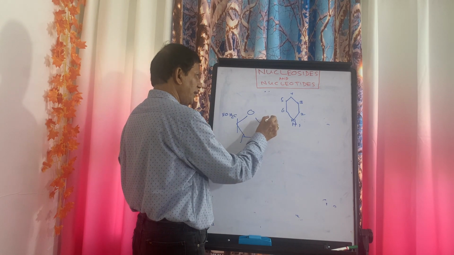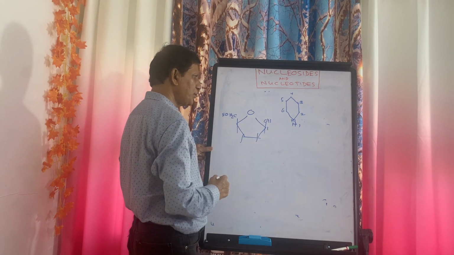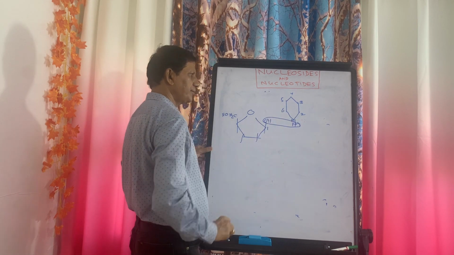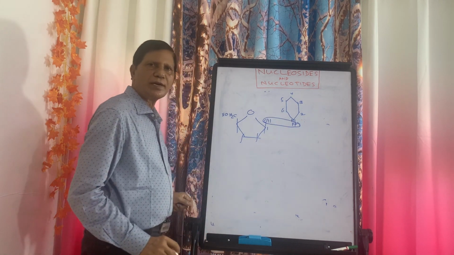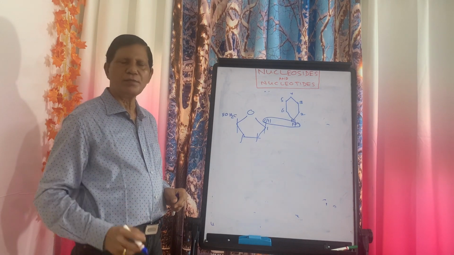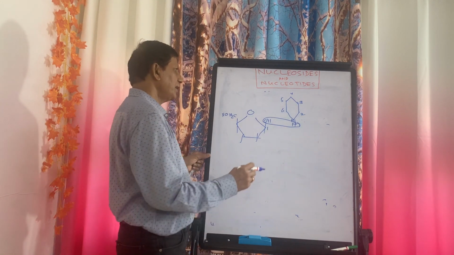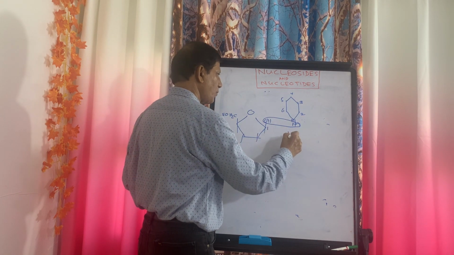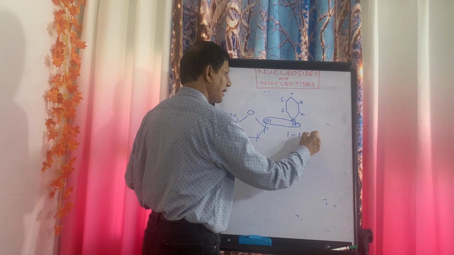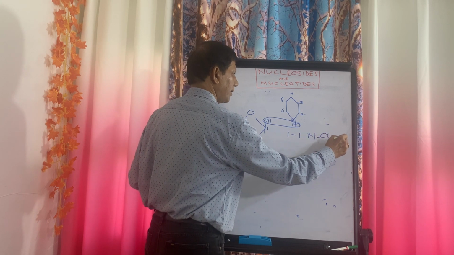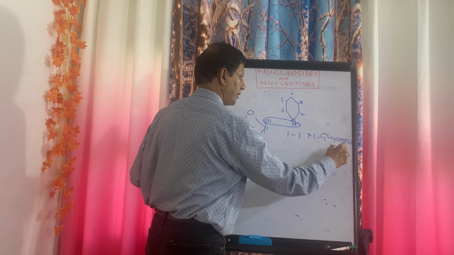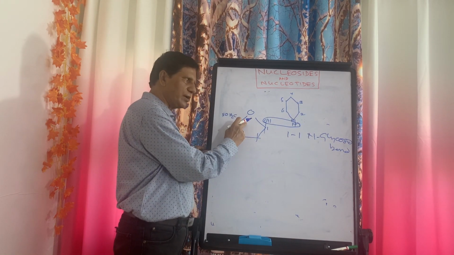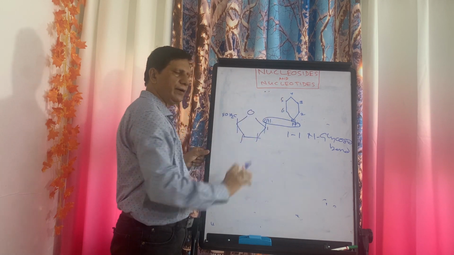Now, the hydroxyl group present in position 1 of the ribose sugar will combine with the hydrogen present at position 1, and it will give rise to one glycosidic bond, which is a covalent bond. That means the pyrimidines are attached to the sugars by means of a 1,1 N-glycosidic bond. That means the position 1 of pentose sugar and position 1 of pyrimidine.